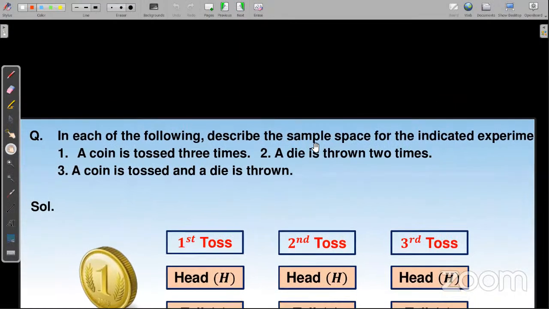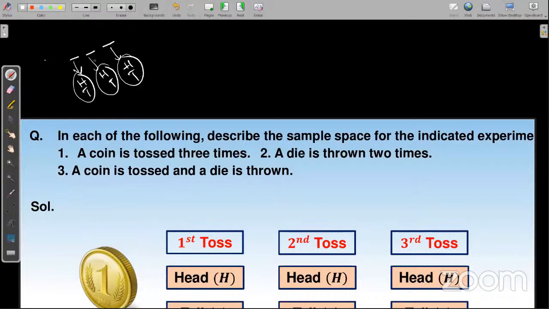A coin is tossed three times. Guys, if a coin is tossed three times, can anyone tell me what could be my sample space? For each toss, how many outcomes will be there? Either head or tail, right? And the second one, H or T, and the third one, H or T, right?